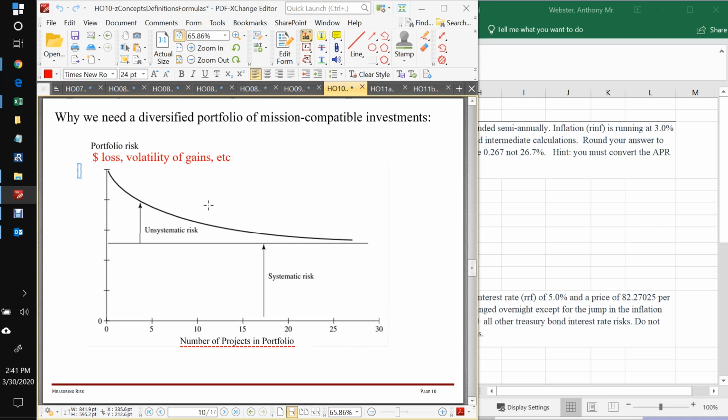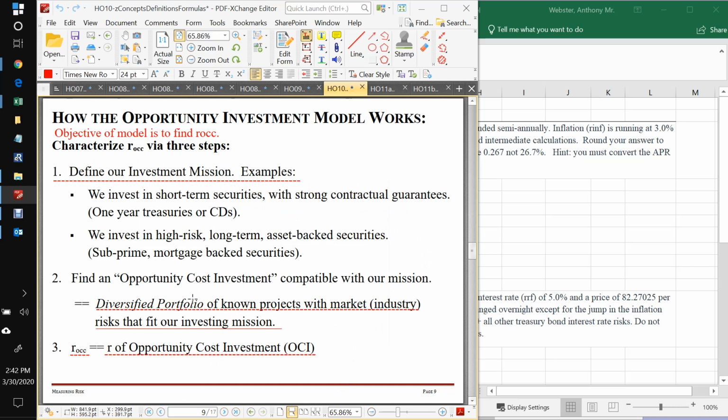We're pretty much there. So what we say in finance is that smart investors always invest in a diversified portfolio of projects, because that automatically cuts down our risk. And that leads to the saying in finance that diversification is the one true free lunch. So we want to make sure that our opportunity cost investment takes advantage of this benefit of diversification.